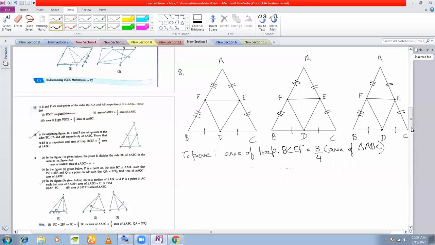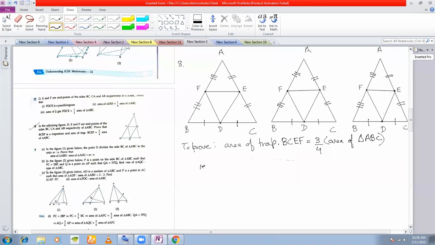Or in another way, you can also write it like this: area of trapezium BCEF divided by area of triangle ABC is equal to 3/4. So whether you are proving this or this, it's the same thing. But this one is a little easier to prove, so we'll proceed with this one.